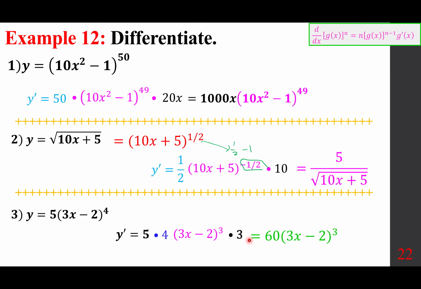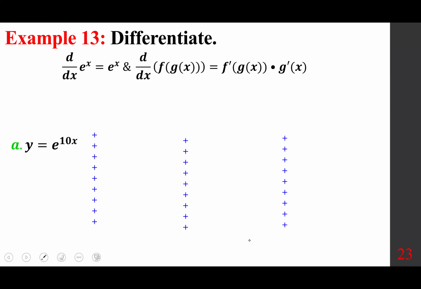So we are dealing with the chain rule. Now, reminding you the derivative of e to the power of x is itself. Also reminding you the derivative of f of g of x is f prime of g of x times g prime of x. Therefore, if instead of the exponent being x, we have g of x, then we have to multiply this by g prime of x by the chain rule. So for example, if you have e to the power of kx, the answer is e to the power of kx times k.